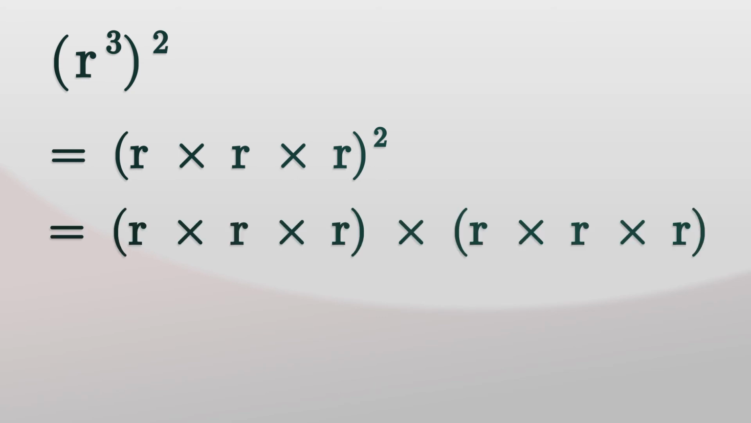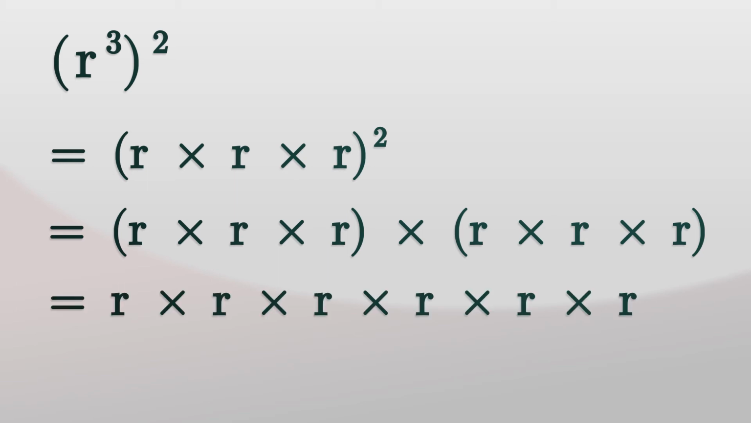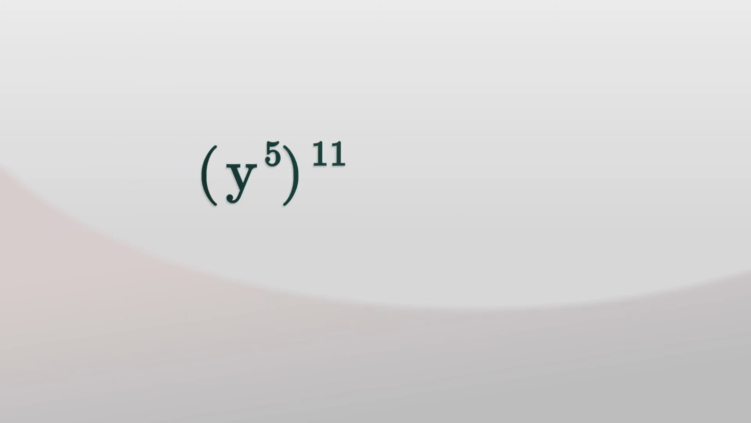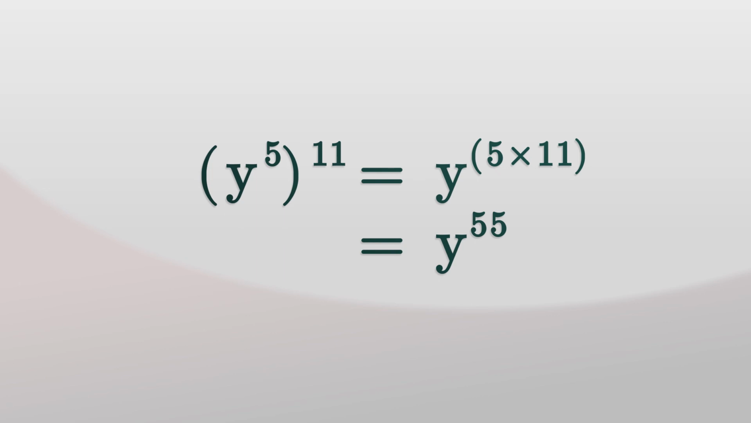Finally, what if we have an expression like r cubed to the power of 2? Just like with numbers, we do the bit inside the brackets first. So this is equal to r times r all squared. And then we multiply as many times as the index indicates, in this case twice. So this is equal to r times r multiplied by r times r, which is just r multiplied 6 times, which is nothing but r to the power of 6. In other words, the powers are multiplied. So for example, if we had y to the power of 5 to the power of 11, then that's equal to y to the power of 5 times 11, which is equal to y to the power of 55.